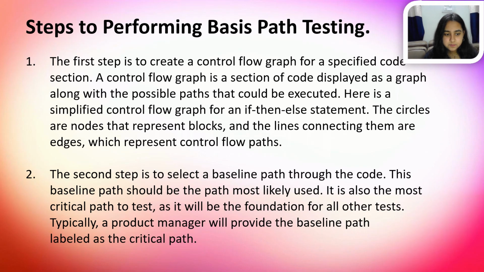This is the second step. The second step is to select a baseline path through the code. This baseline path should be the path most likely used. It is also the most critical path to test, as it will be the foundation for all other test cases. Typically, a product manager will provide the baseline path labeled as the critical path.